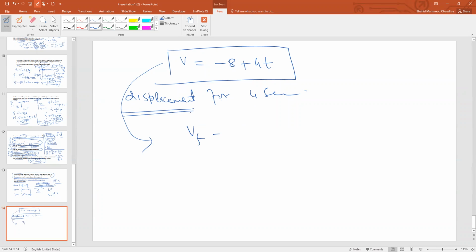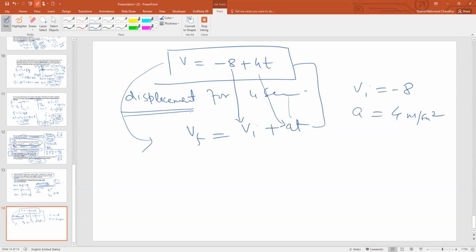I can write this equation as VF is equal to VI plus AT. You can compare this equation with this one. Here VI is -8, and A is 4, and T is T. So you can find S or X is equal to VIT plus 1 over 2 AT square.